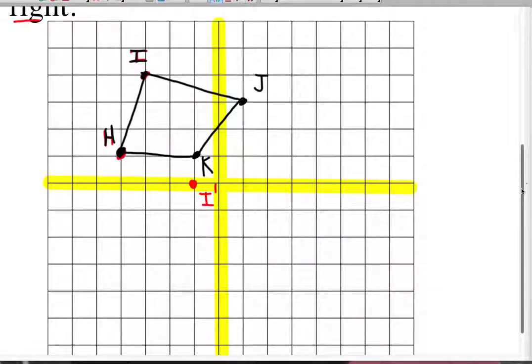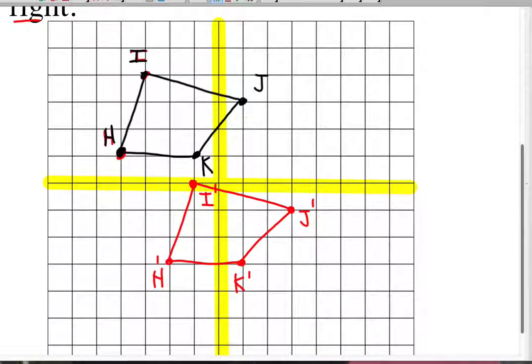Let's do H. Down 4. 1, 2, 3, 4. Right 2. 1, 2. Here's H prime. Let's do K. Down 4. 1, 2, 3, 4. Right 2. 1, 2. K prime. J. 1, 2, 3, 4. Over 2. 1, 2. J prime. Guess what happens when I draw my new image?